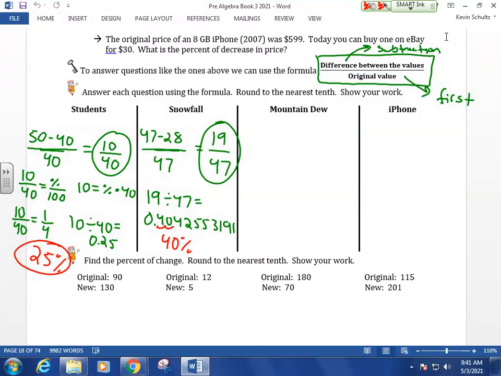Okay. The Mountain Dew. In 98, it was 99 cents. Now it's $1.89. What's our original value? Samara? 99 cents. That's what happened first. Okay. So 0.99 is going to be the denominator. Don't round up to 1. Okay. Keep it as 0.99. And then our numerator is going to be the difference between the values, $1.89 minus 99 cents. Okay? Which gives us 90 cents, or 0.9, over 0.99.